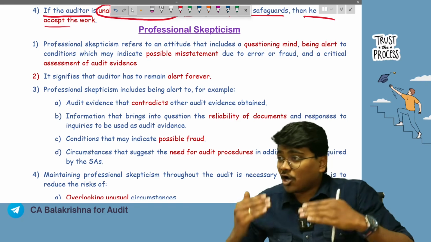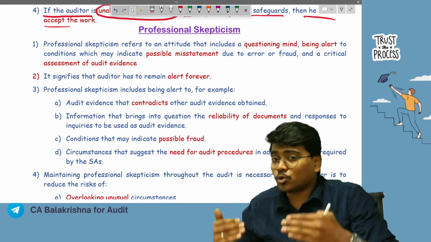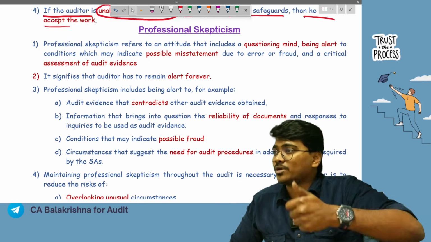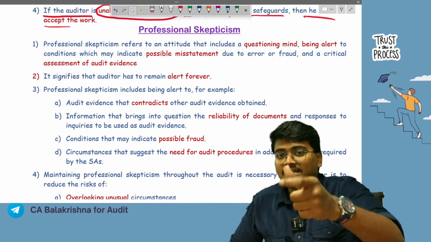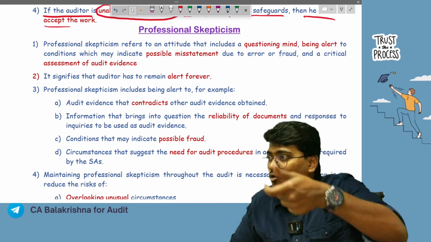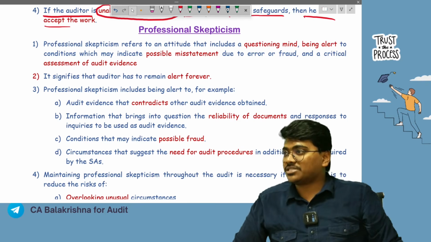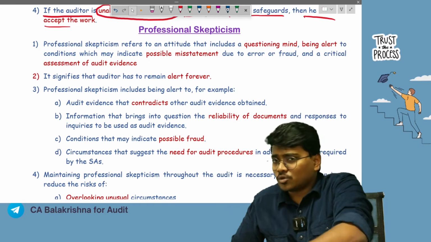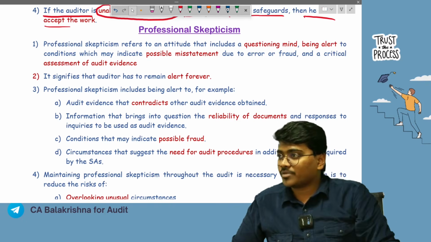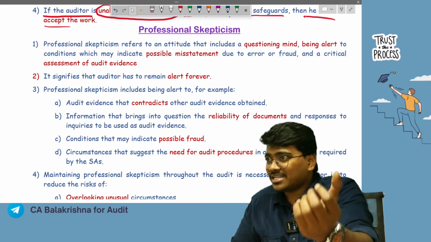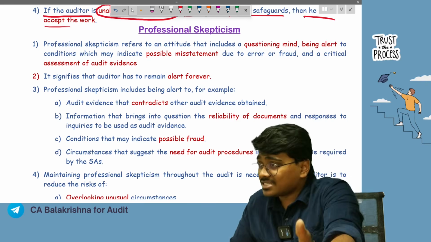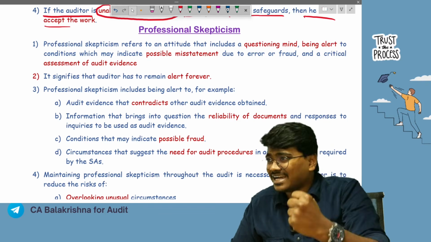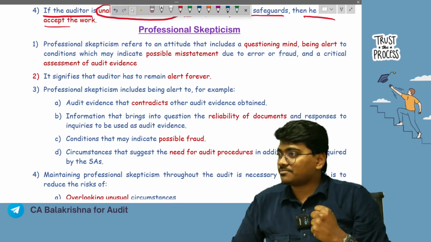So in the audit you have to question everything. The quality of questioning everything, the technical term for that quality is professional skepticism. Got it? Now professional skepticism includes not only a questioning mind; you will gather various evidences during the audit. You have to critically analyze those evidences.